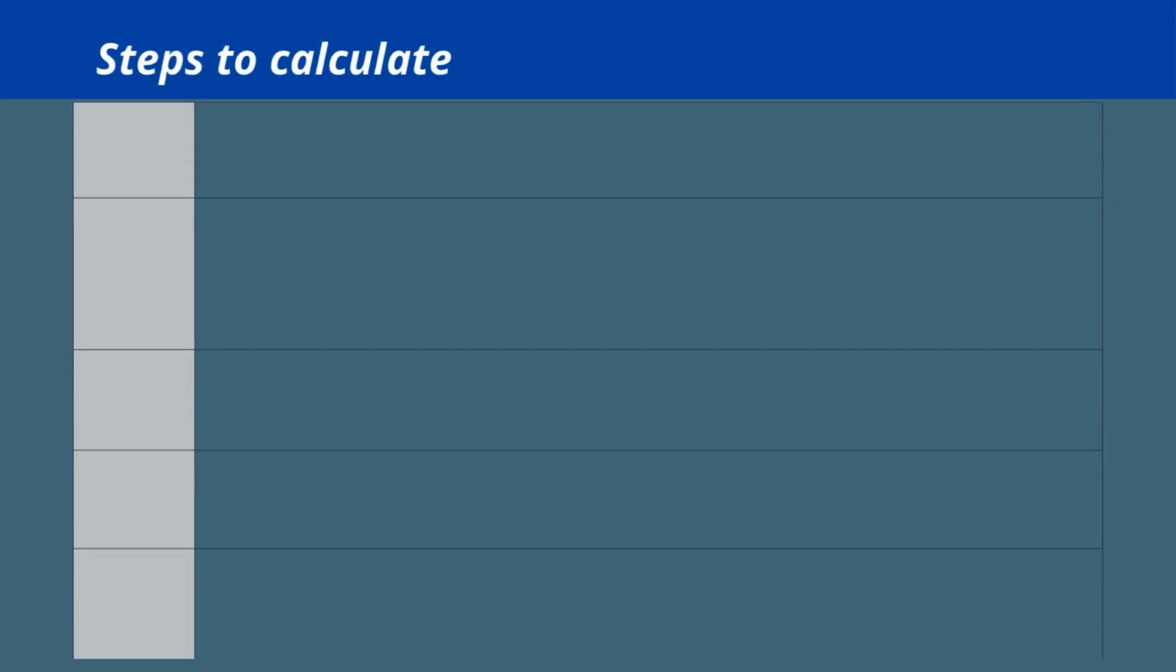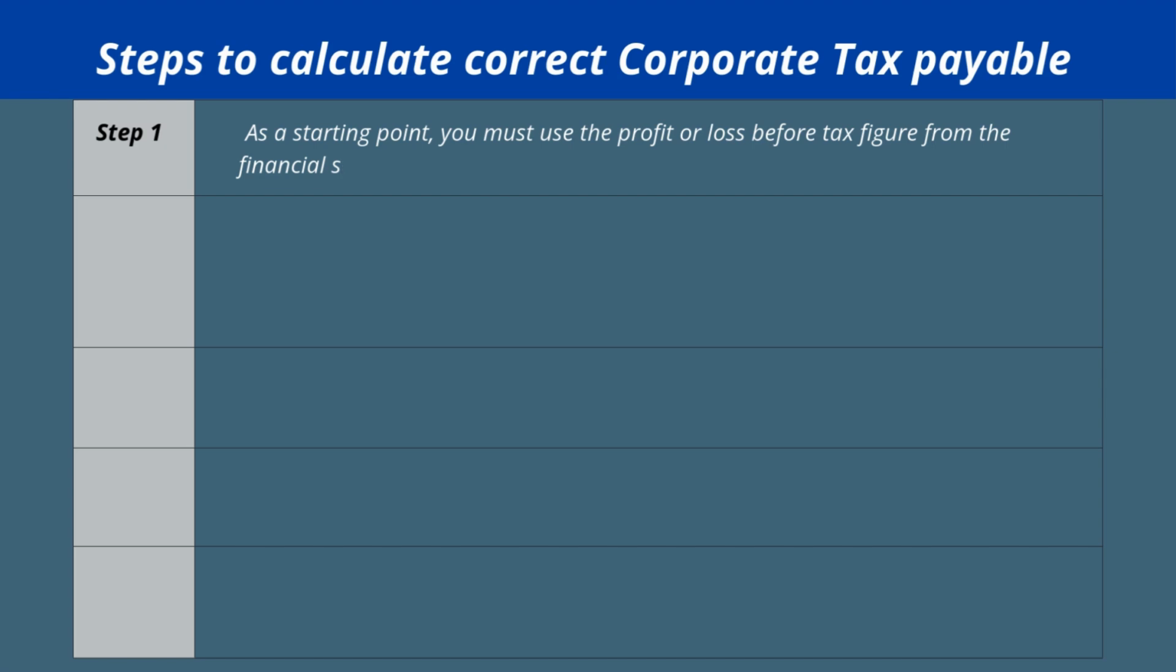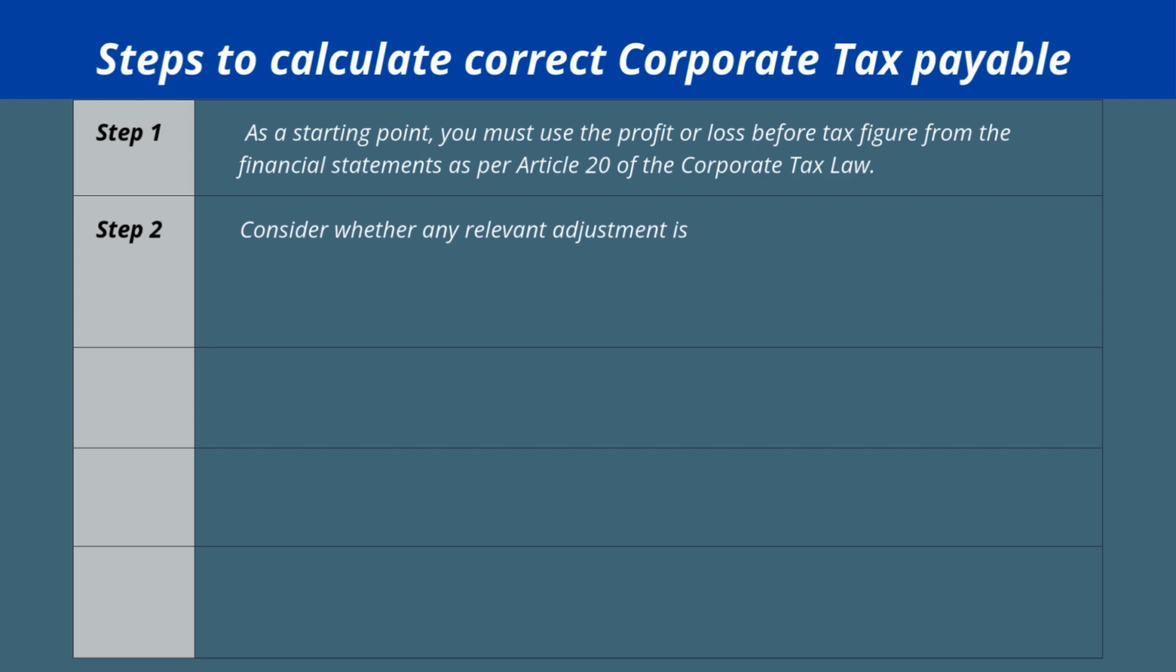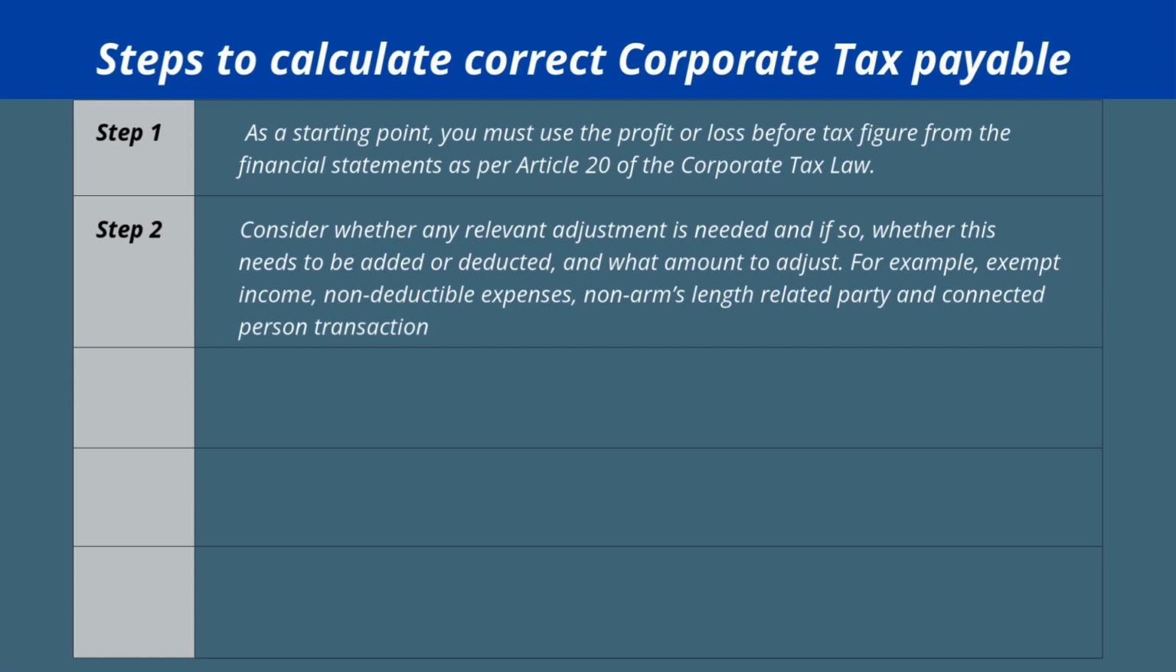Steps to calculate correct corporate tax payable. As a starting point, you must use the profit or loss before tax figure from the financial statements as per Article 20 of the Corporate Tax Law. Consider whether any relevant adjustment is needed and if so, whether this needs to be added or deducted, and what amount to adjust. For example, exempt income, non-deductible expenses, non-arm's length related party and connected person transactions.